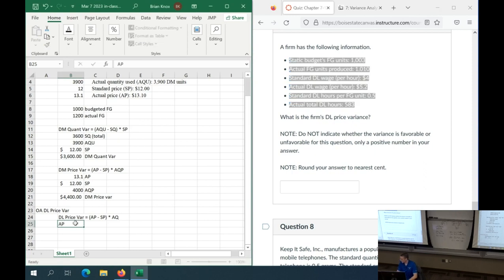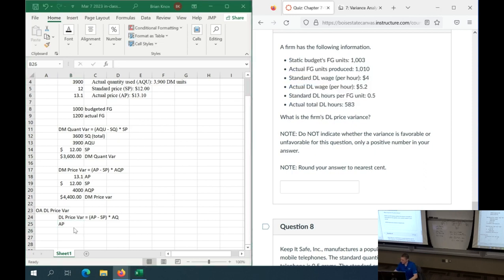So actual price, let me highlight it, it's harder to see. Actual price, I'll label it to the right like I usually do. We have $5.20 per hour. And we have a standard price of $4 per hour. I made this problem apparently in the 70s. It's pretty low wages. Sorry, guys.